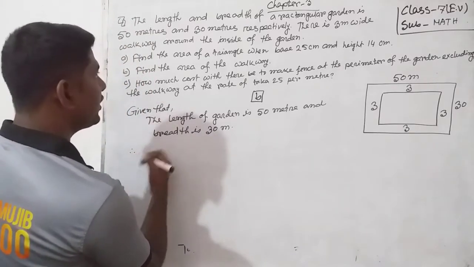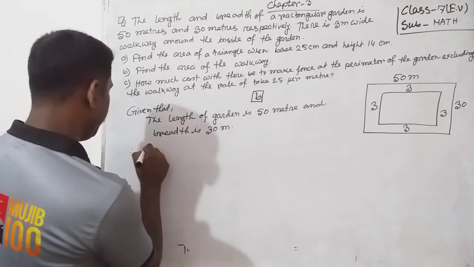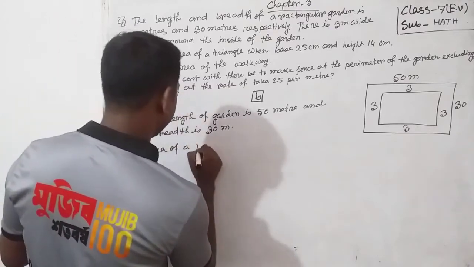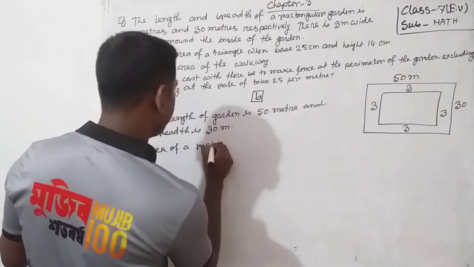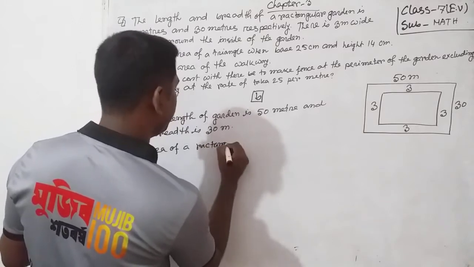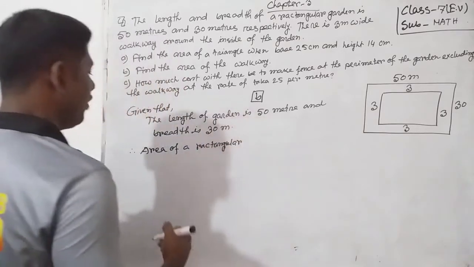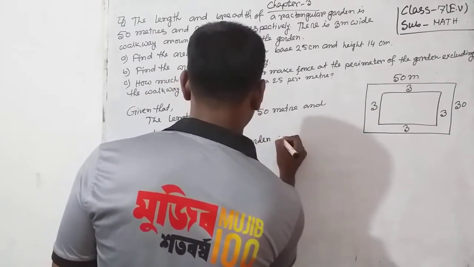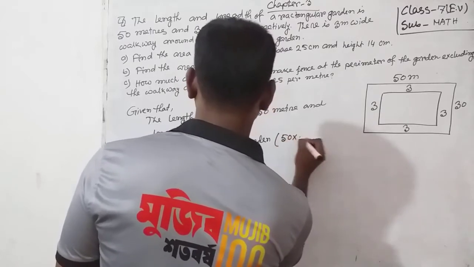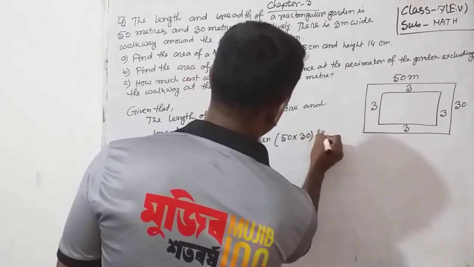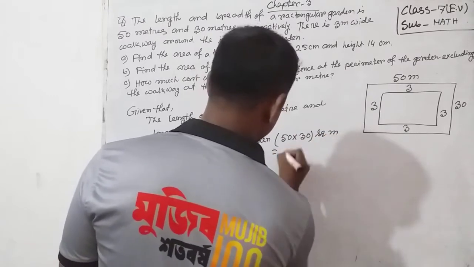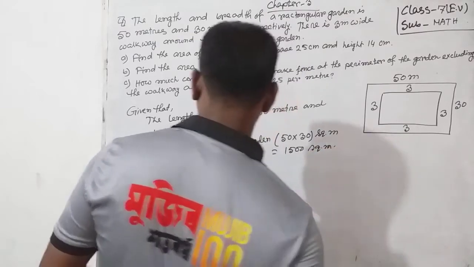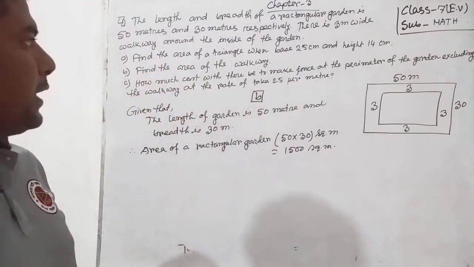So we can write the area of a rectangular garden is 50 into 30 square meter. So we can write it 1500 square meter. Okay, now you look.